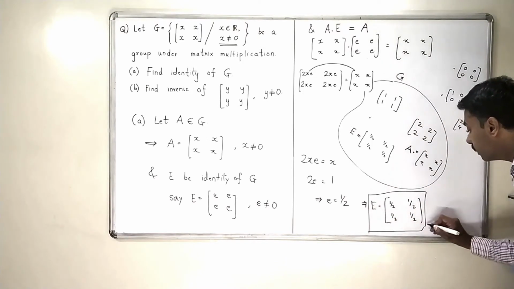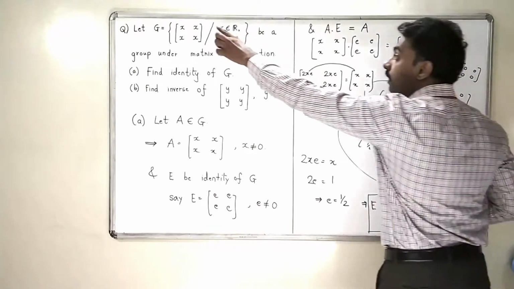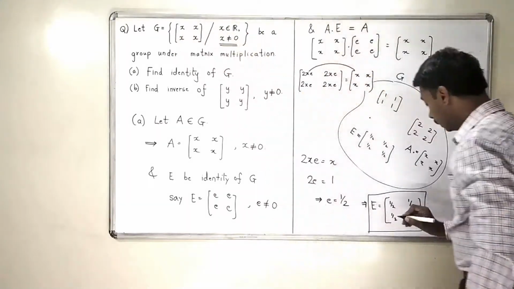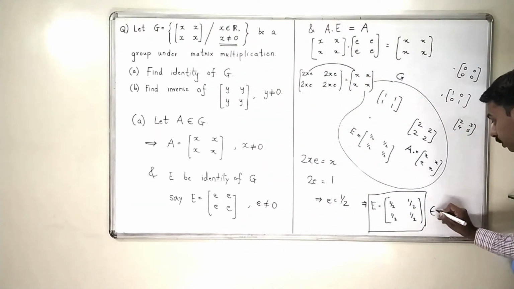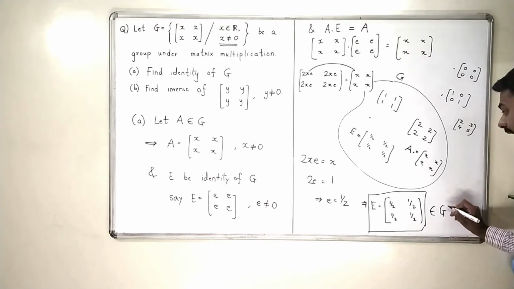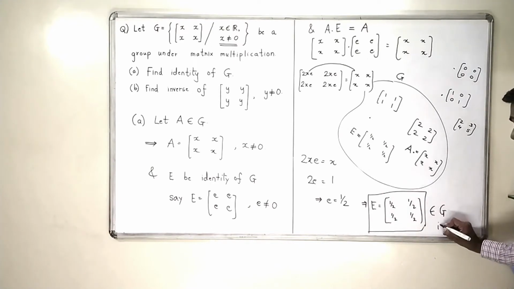Does it belong to this group? Yes, because all the entries are same, the entry is non-zero. So this belongs to the set G and it serves as the identity of G, correct?